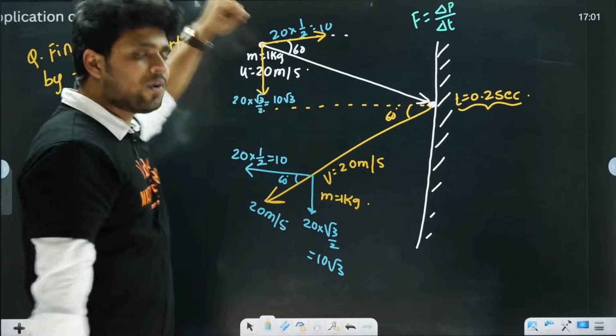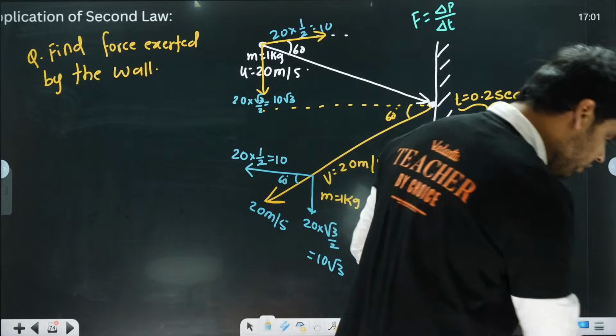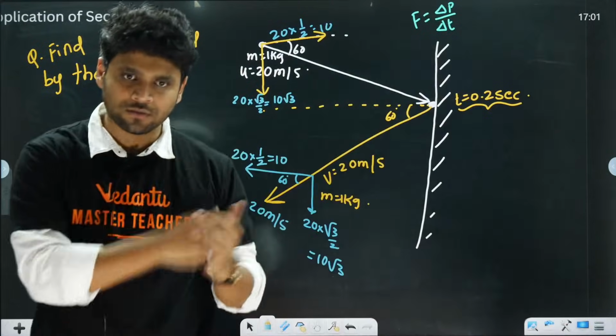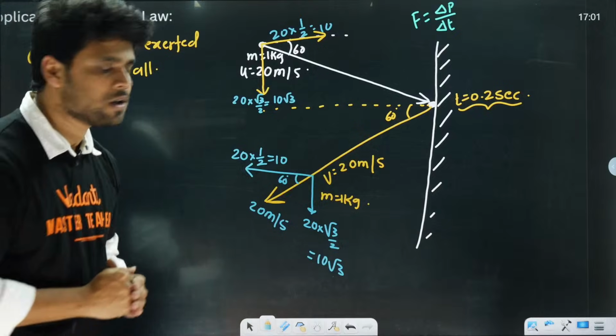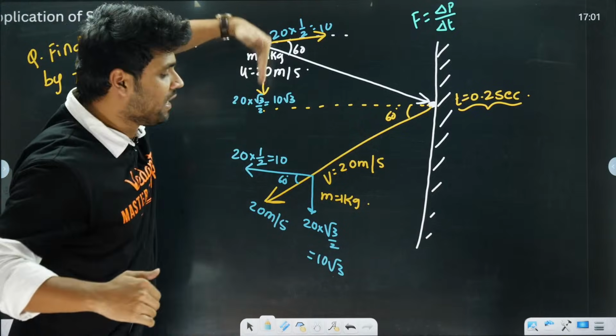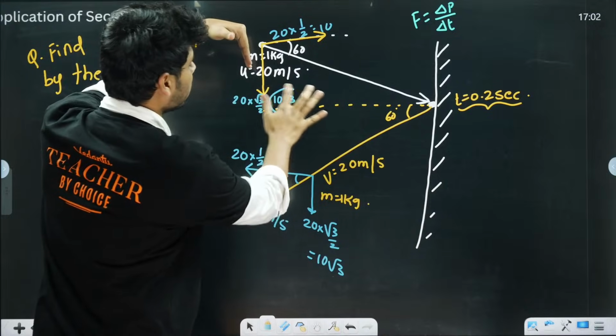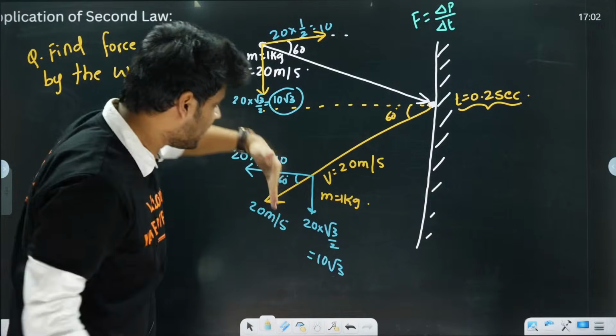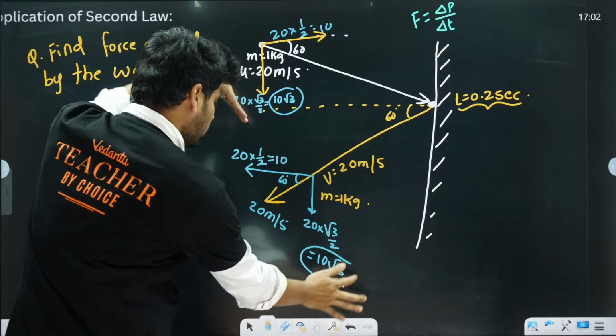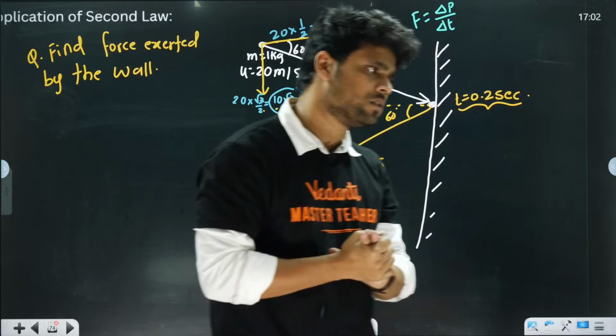Understand one thing. Focus. Initial speed in the vertical direction is 10 root 3. Final speed in the vertical direction is also 10 root 3. The direction is also the same, so the direction is same.